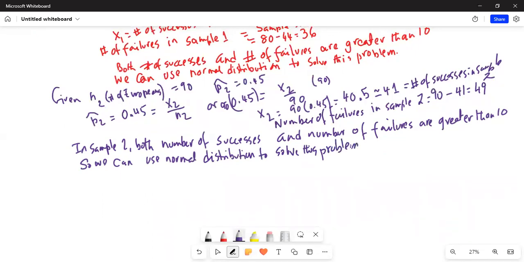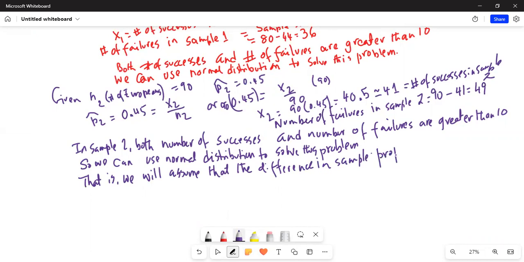That is, we will assume that the difference in sample proportions, P1 hat minus P2 hat, follows a normal distribution.